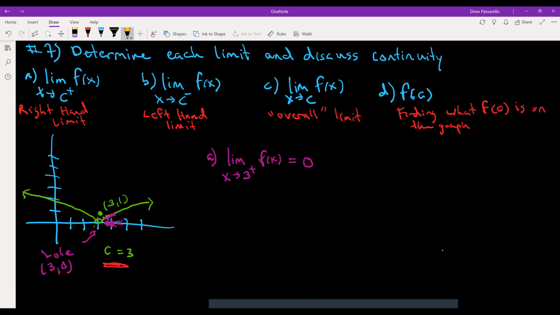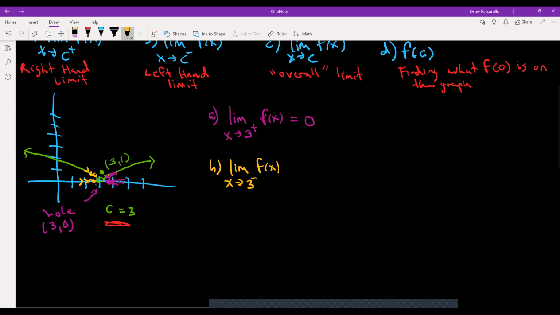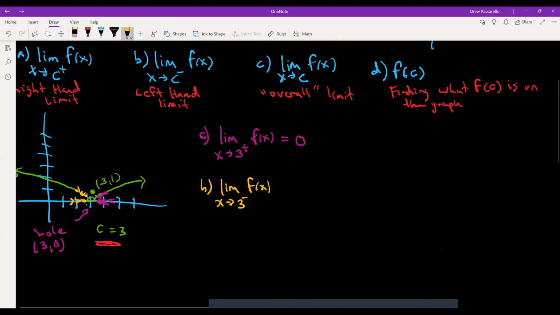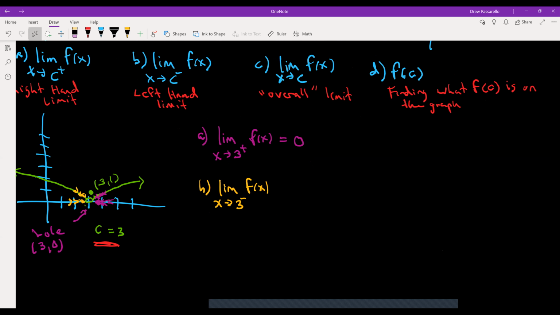Now for the left-hand limit, as the x values approach 3 from the left side, the graph itself, the y coordinates, are still approaching that same value, the y coordinate of the hole, which is 0. So the left-hand limit is also 0.